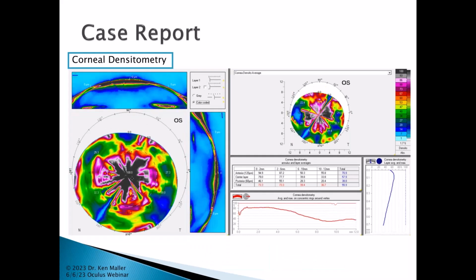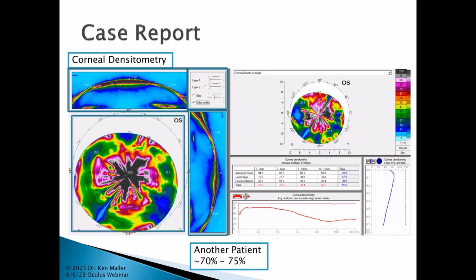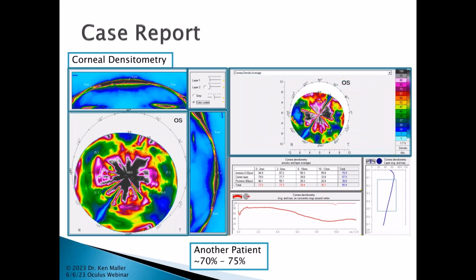This here was a patient who just happened to have come and visited me while I was preparing this lecture, and I thought it was very interesting to see on this one. This is a 70 to 75% scarred patient, and you can see I've used the color coding here to kind of highlight exactly what's going on. And we have here a very, very different picture.